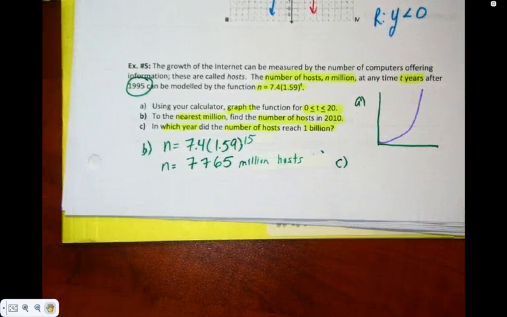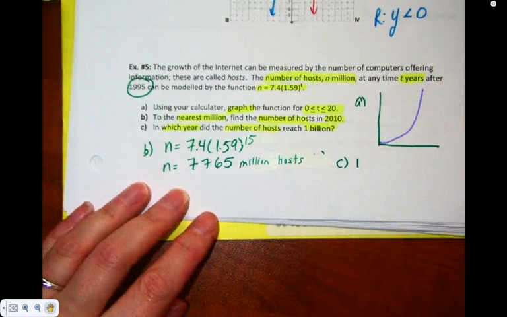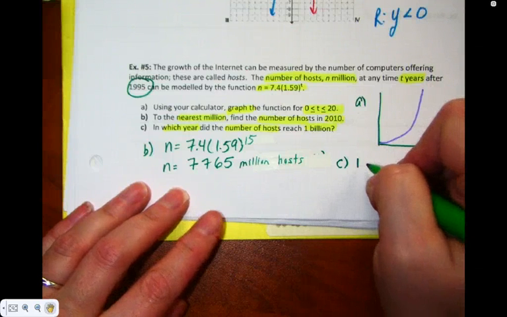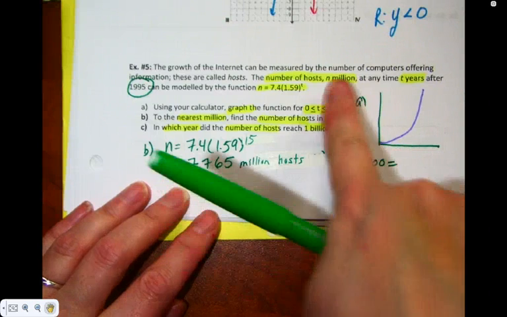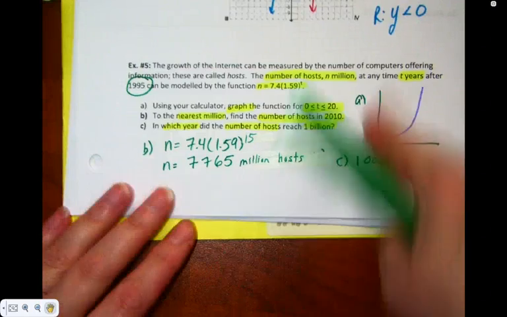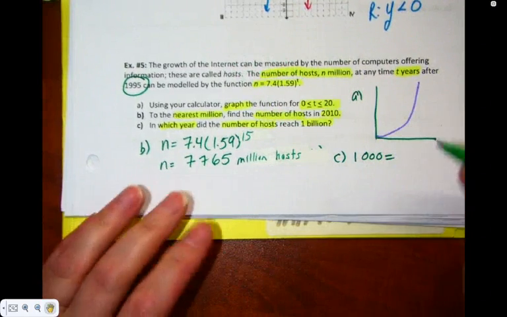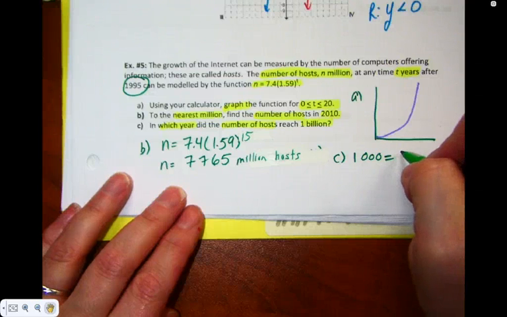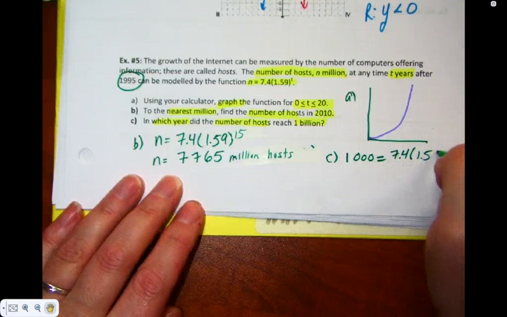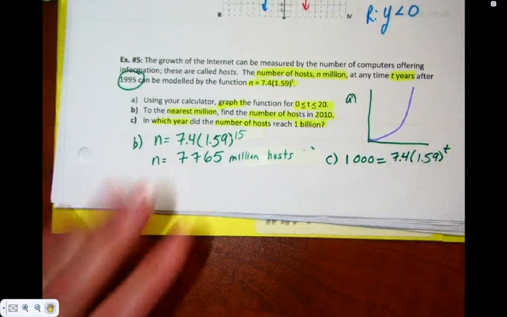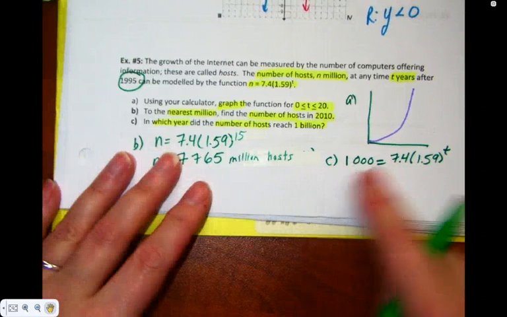Okay, what about C? Yeah, so how is B different from C? So how do I put in 1 billion? Okay. No, because this is in millions. So a billion is 1,000 millions. equals 7.59. Does everyone get where the 1,000 came from?